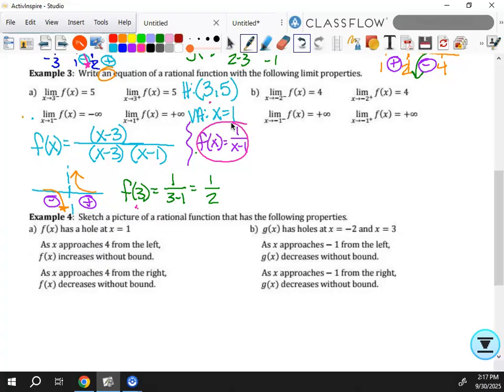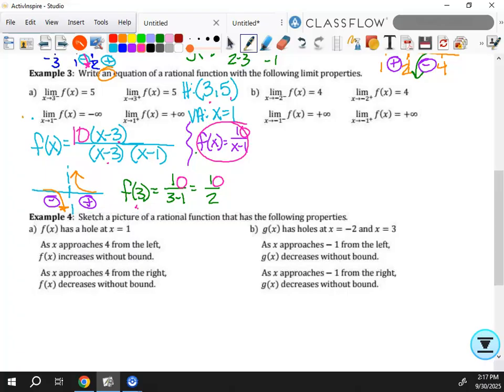I need that to be equal to 5, right? And that's 1/2. That ain't 5. But what can I divide by 2 to get 5? I can divide 10 by 2, which means I would need this to be 10, which would mean I would need that to be 10, which means when I cross these two out, I still need a 10 up here, so I need a coefficient of 10, okay?